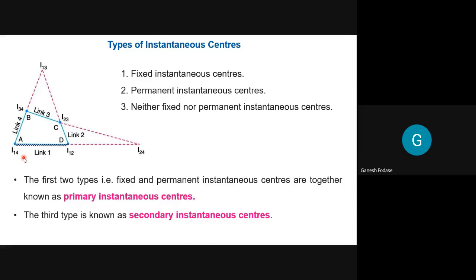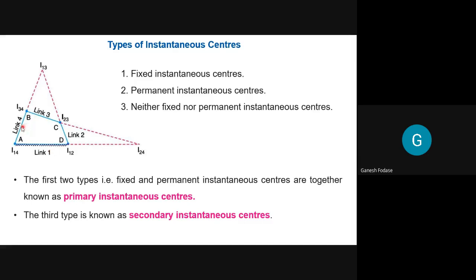So remember, whenever we are finding the center of rotation of a link with respect to a fixed link, that center of rotation is called a fixed ICR. When there is a fixed ICR, out of the two links at least one link must be fixed. So when I'm finding the ICR of link 2 with respect to link 1, it is called a fixed ICR. So I12 is a fixed ICR. Why is it fixed? Because out of these two links, one link is fixed, and link number 1 is fixed.